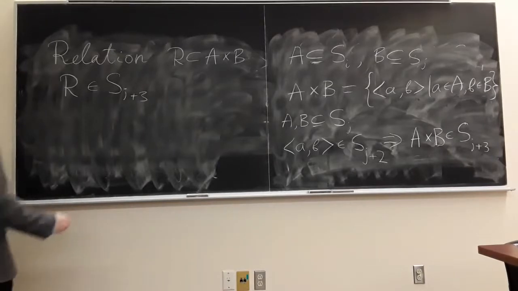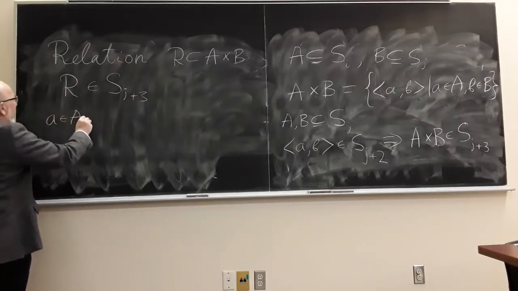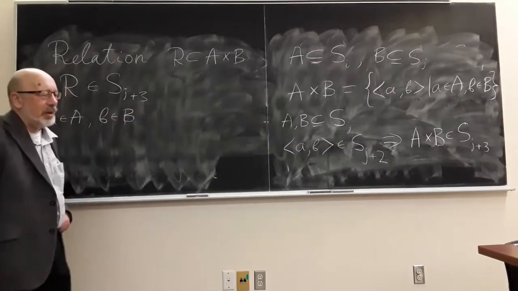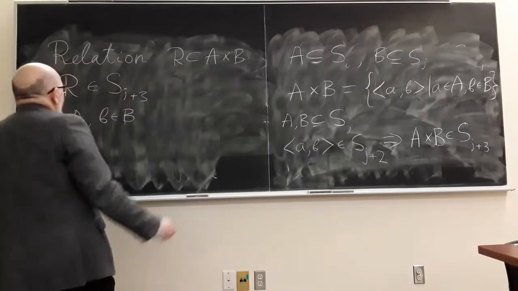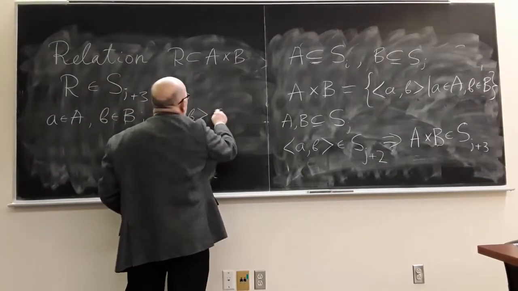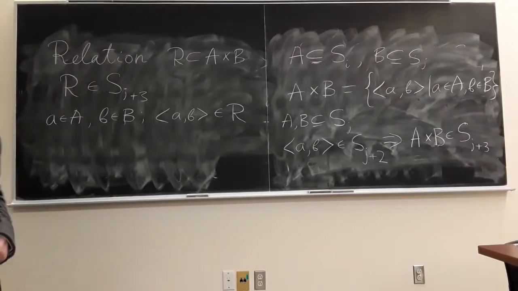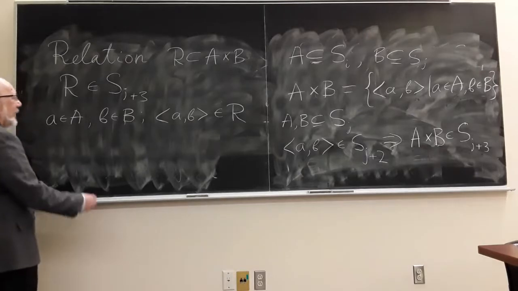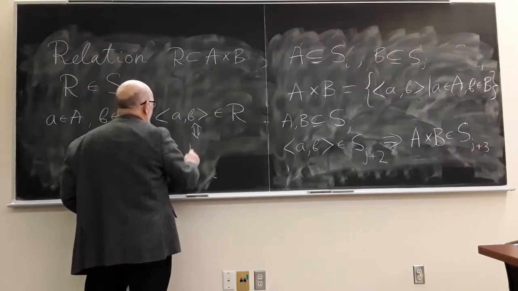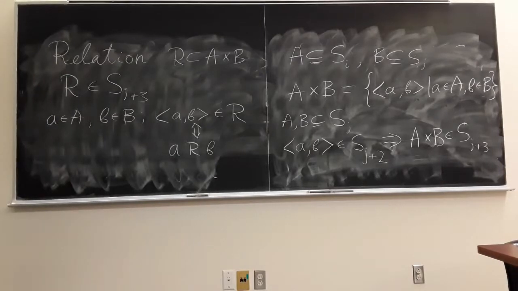And if you have a in capital A, b in capital B, we can consider a situation where the pair (a, b) belongs to this subset R. Or sometimes we can write, it is the same, a R b. Now, an example.